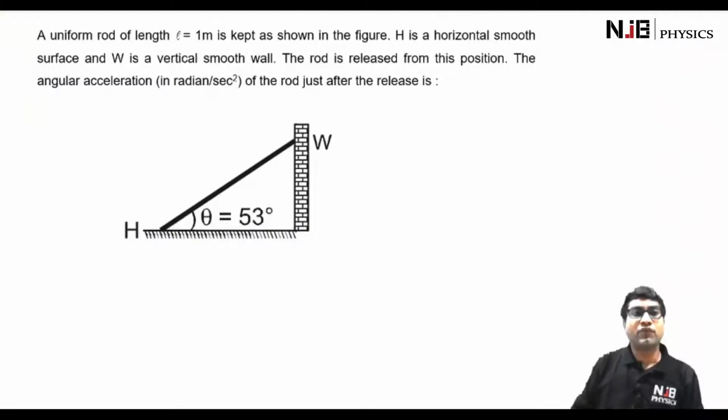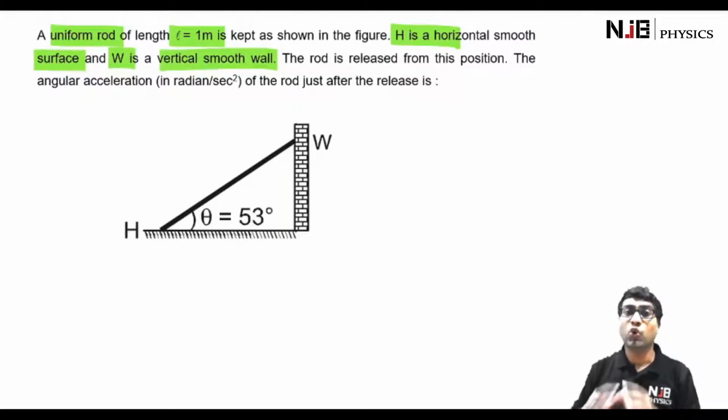Well, in this problem, we have a uniform rod whose length is 1 meter and it is kept as shown in this figure, where H is the horizontal smooth surface and W is a vertical smooth wall. That means there is no role of friction anywhere in this picture. And the rod is released from this position. We have to find its angular acceleration immediately after the release.